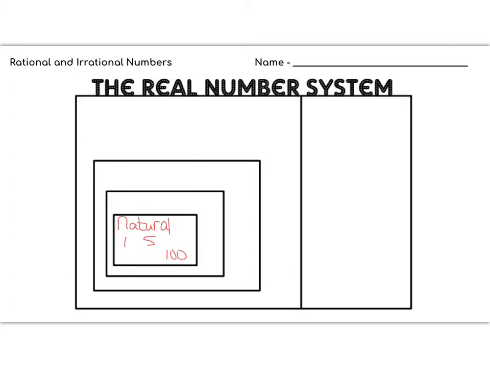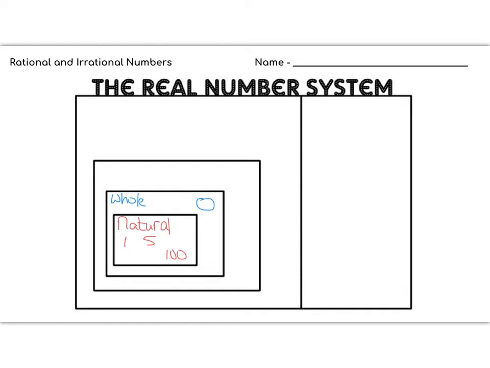And then somewhere along the way in a math class, someone told you there was a number called 0. And when you add 0 to the natural numbers, you get the whole numbers. Notice here that the natural number group is inside the whole number group. So every natural number is also a whole number.